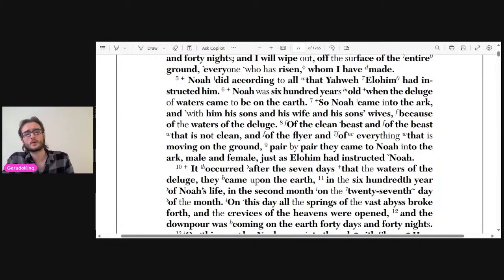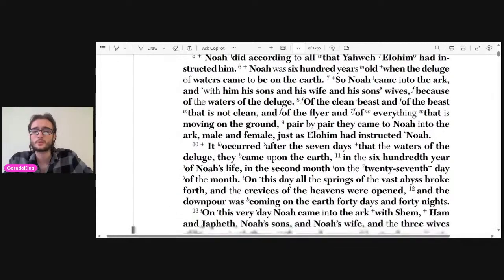So Noah came into the ark, and with him his sons and his wife and his sons' wives, because of the waters of the deluge. Of the clean beast and of the beast that is not clean, and of the flyer and of everything that is moving on the ground, pair by pair, they came to Noah into the ark, male and female, just as Elohim had instructed Noah.